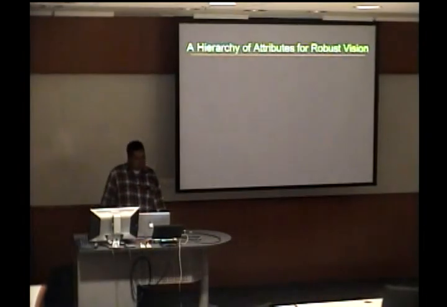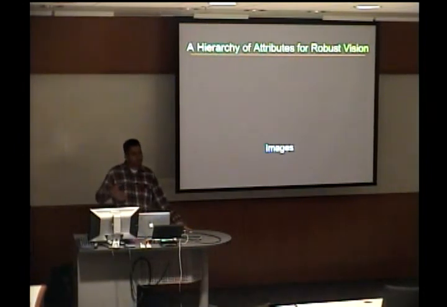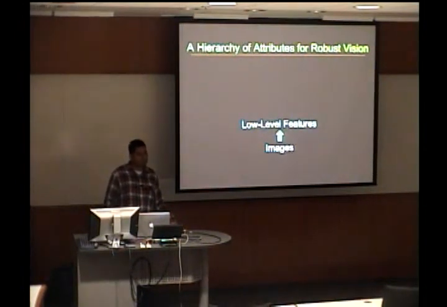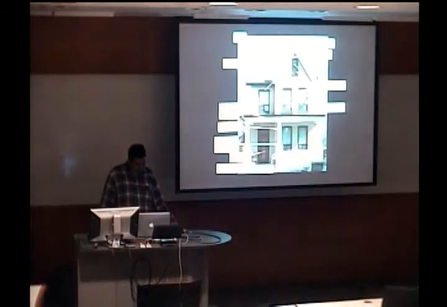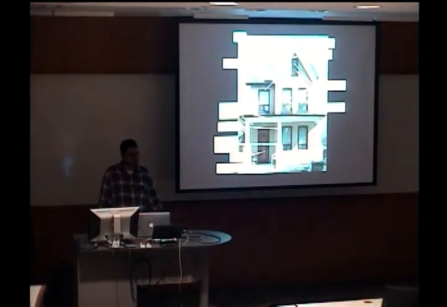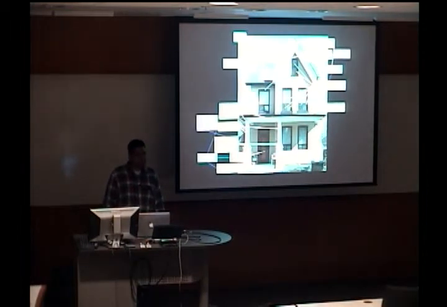And I think more generally, this leads to a grander goal that I have, which is having a hierarchy of attributes for robust vision. Starting with images, vision has looked so much at low-level features and what you can do with them. And I'm starting to look at these intermediate-level attributes. But the hope is eventually to get to some sort of high-level reasoning and understanding about the images. To give a concrete example, you can imagine in architecture, let's say you build attribute or part classifiers for houses. You could have classifiers for roof tiles and roof lines and lintels and window panes. And then using these, you could get higher-level attributes.